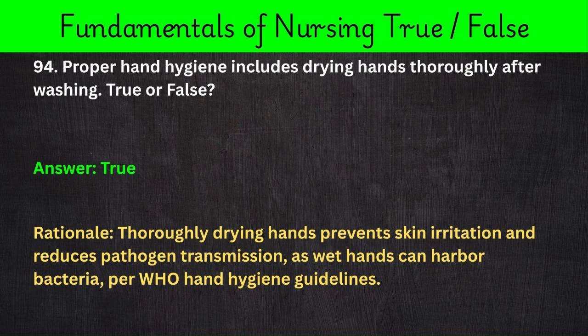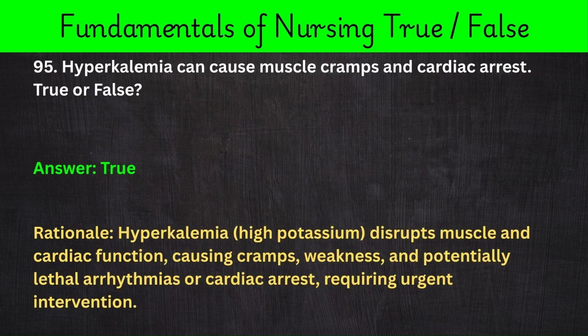94. Proper hand hygiene includes drying hands thoroughly after washing. True or false? Answer: true. Rationale: Thoroughly drying hands prevents skin irritation and reduces pathogen transmission, as wet hands can harbor bacteria, per WHO hand hygiene guidelines.